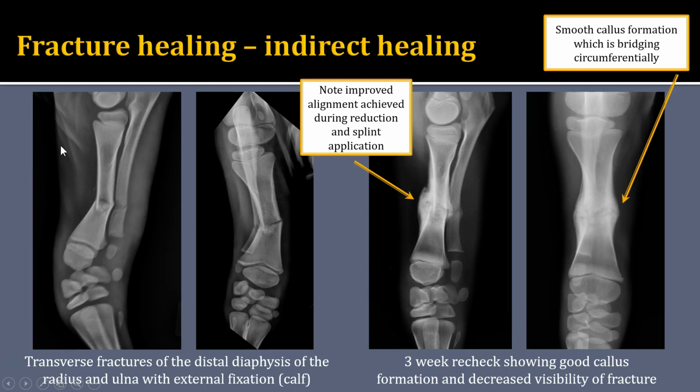This is an example of a calf that had transverse mid-diaphyseal radial and distal diaphyseal ulnar fractures. You can see that there is some cranial and lateral displacement. This patient was stabilized with external coaptation, so they used a cast. On a 3-week recheck, there is an example of good periosteal and some endosteal callus. It's circumferential. We can still see the fracture line, but it's much less visible. So this is indirect healing with callus formation.